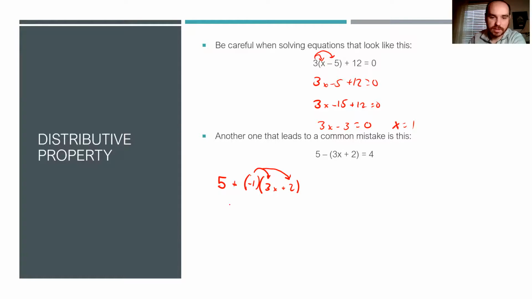So for instance, we would get, in this case, 5 minus 3x minus 2 equals 4. We solve this, we get what? 3 minus 3x equals 4. Negative 3x equals 1. X equals negative 1/3.